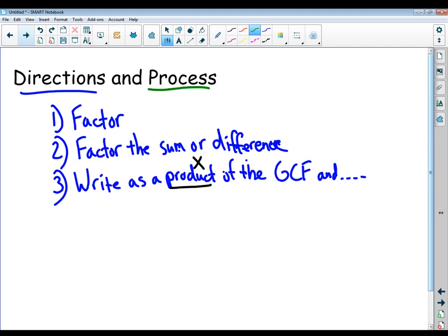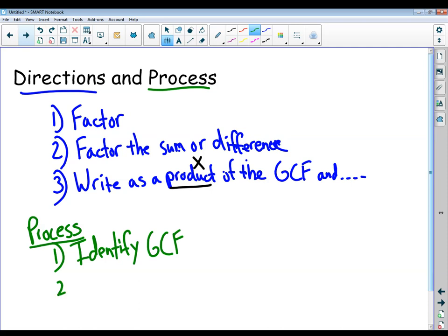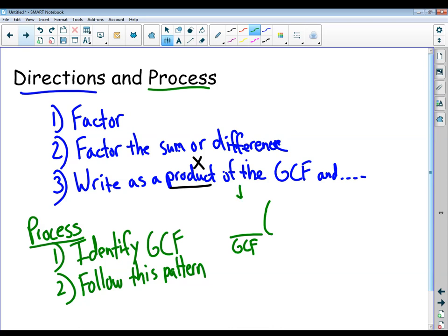The process is: one, identify the GCF. Two, follow this pattern. The way factoring works is that we take the GCF, whatever that is, write it right there, and then multiply it by some factors that are either added together or subtracted together. Let's look at some examples, and you'll see what we're actually doing.